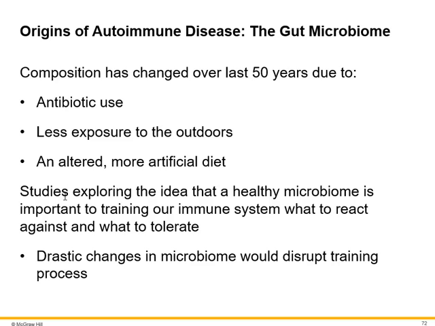The composition of our gut microbiome has changed over the last 50 years due to antibiotic use, less exposure to the outdoors, and an altered, more artificial diet. Studies are exploring the idea that a healthy microbiome is important to training our immune system, which we talked about with the hygiene theory of the type 1 hypersensitivities. So it knows what to react to and what to tolerate. Otherwise it doesn't know which things are foreign and which things are not, and it doesn't know what to do with them, so it overreacts. The drastic changes in the microbiome would disrupt the training process.